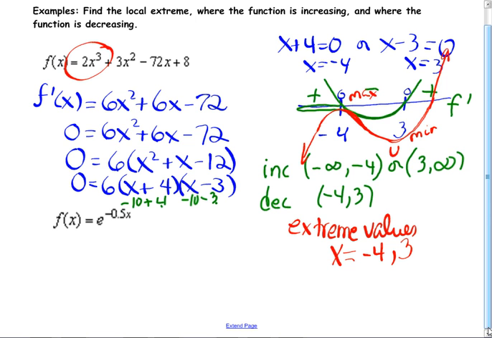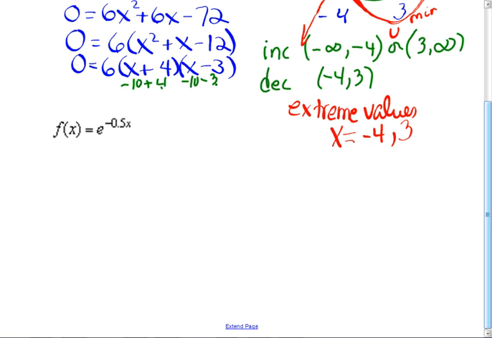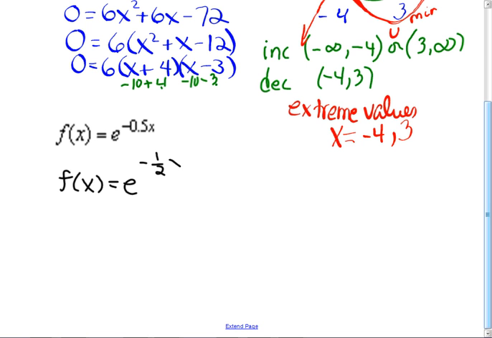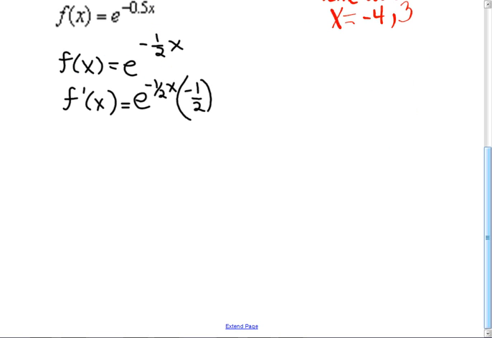Okay, let's try this one. And maybe you prefer to write this as f of x is equal to e to the negative 1/2 x. Is that better to look at for you? Doesn't matter to me. There's no endpoints. I just want to find any local max or mins. If you think about it, what it looks like, this shouldn't be too hard. What's f prime of x? E to the what? Negative 1/2 x times what? Negative 1/2. And if I simplify that a little bit, I like to put the negative 1/2 in the front.